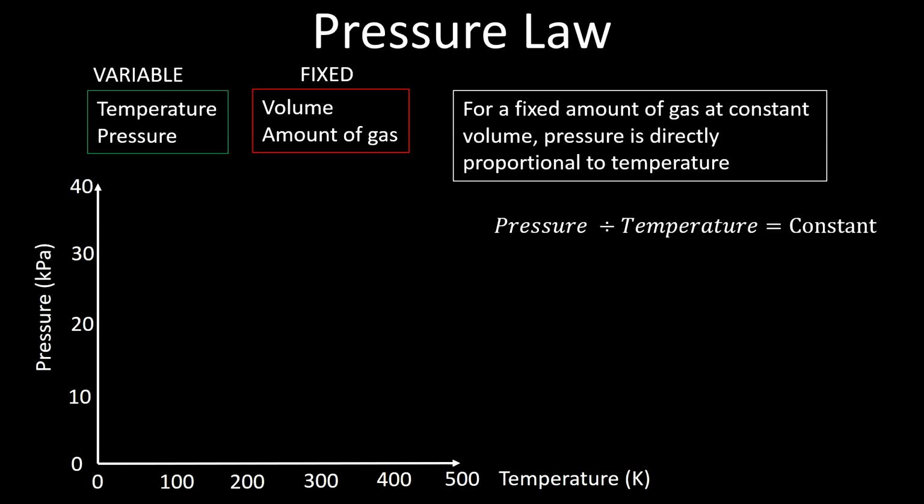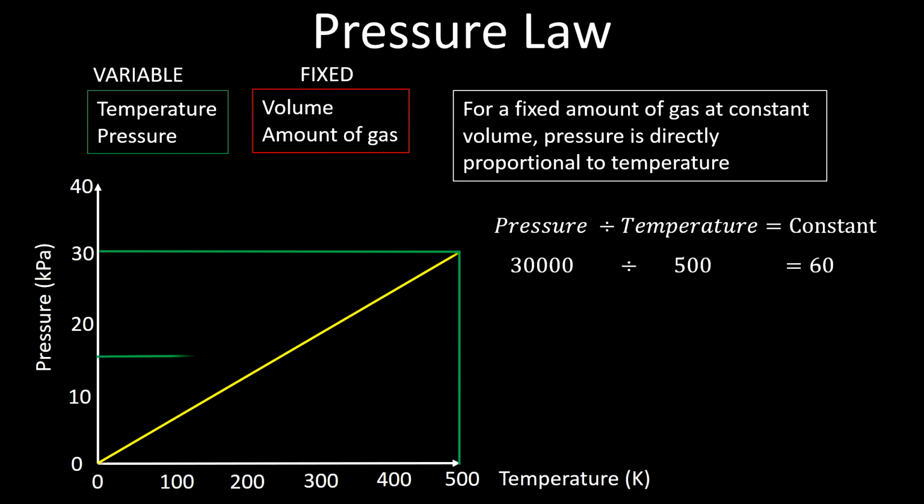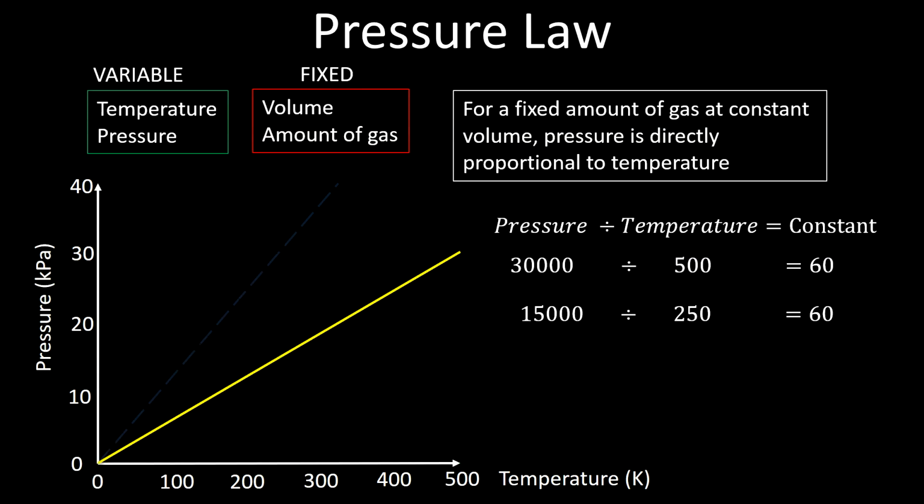Okay, so that gives us a very similar mathematical relationship to the previous law, but this time it's pressure divided by temperature as a constant. And again, it gives us a straight line, not surprising. And we can do the same trick by reading off the values from the graph to show that we have a constant.